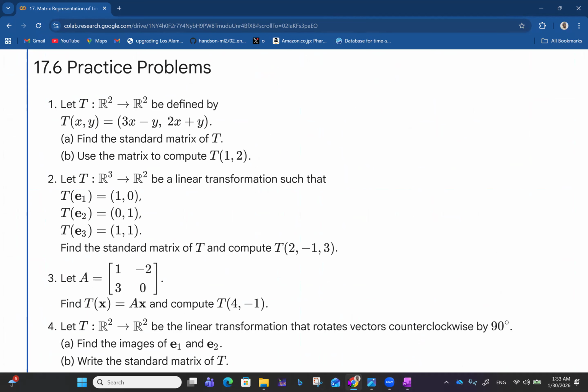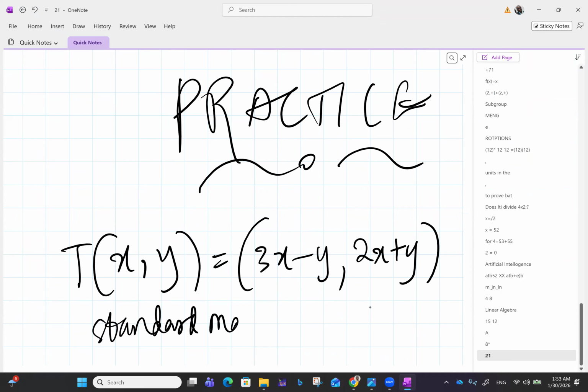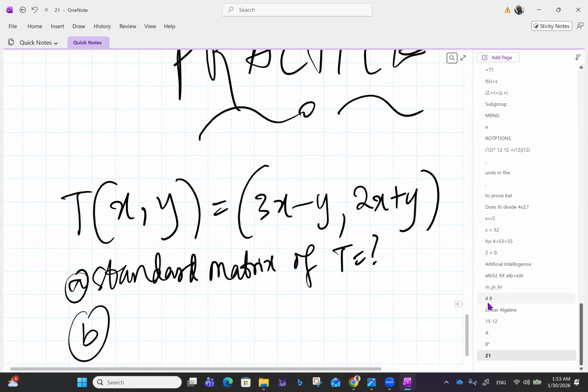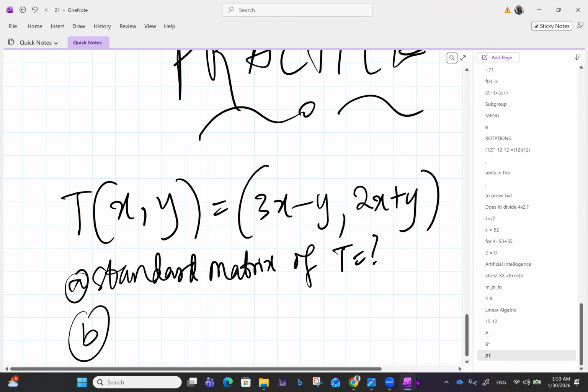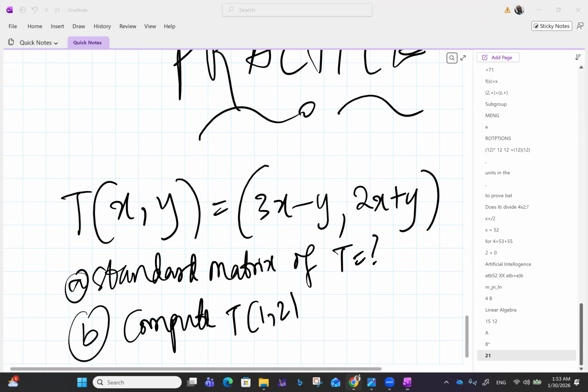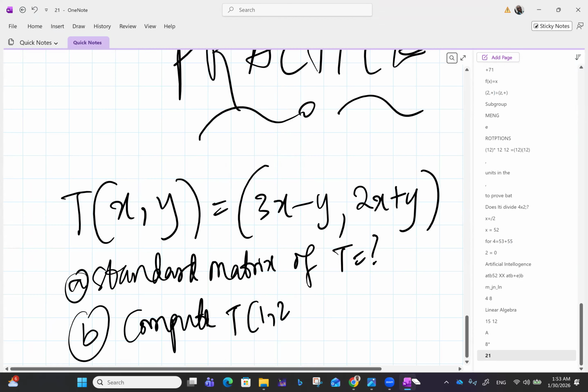So we have to find the standard matrix of T. That's part A, the first part. Then part B, we need to use the matrix to compute T of (1, 2). Did I say T half? That's T of (1, 2), not T half. Okay, so that's the very first question we have.